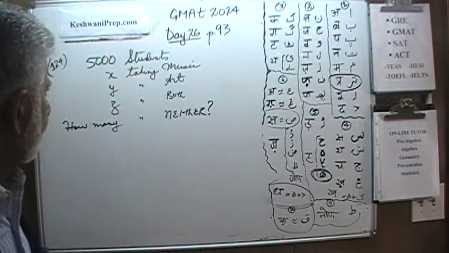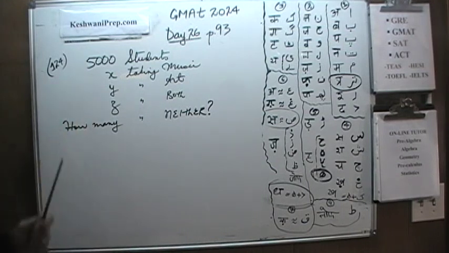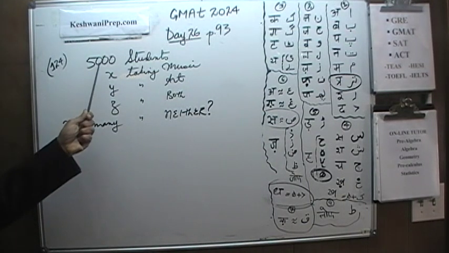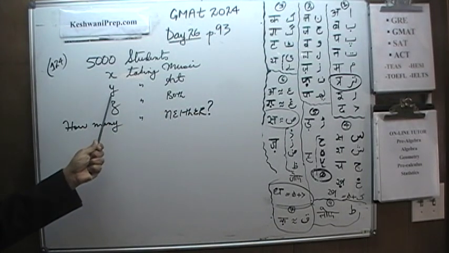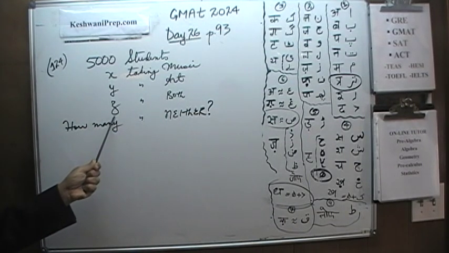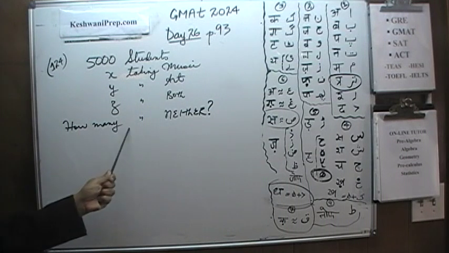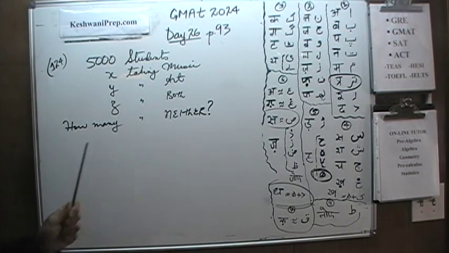Here we go. We are told that we have 5,000 students. We are told that out of that 5,000, X are taking music, Y are taking art, Z are taking both. The question simply is, how many of them are taking neither? Go ahead, do it yourself.